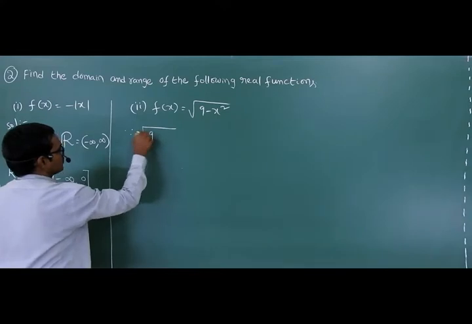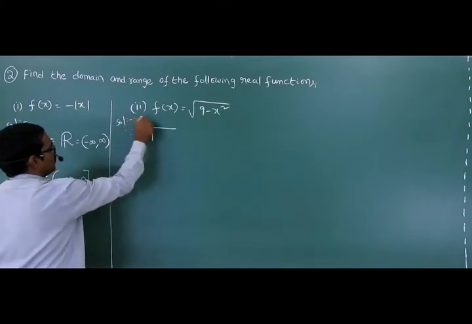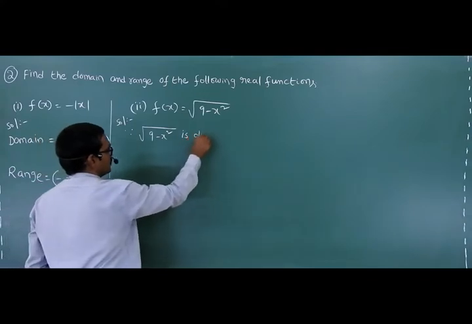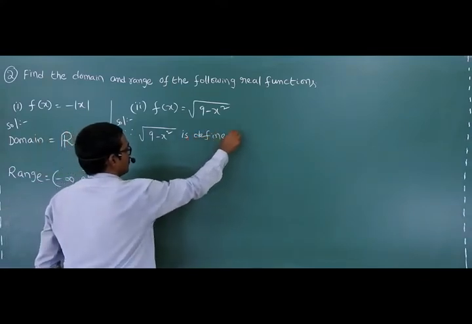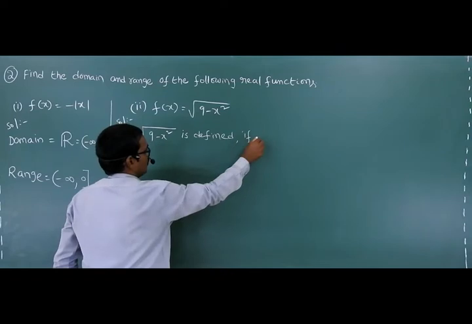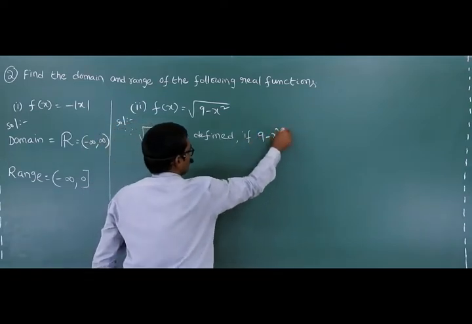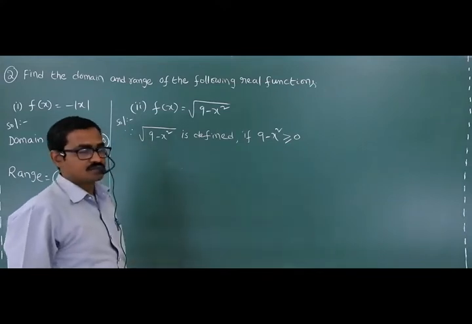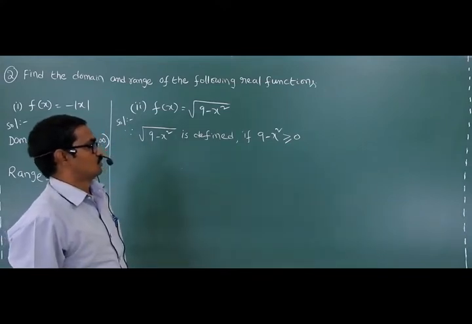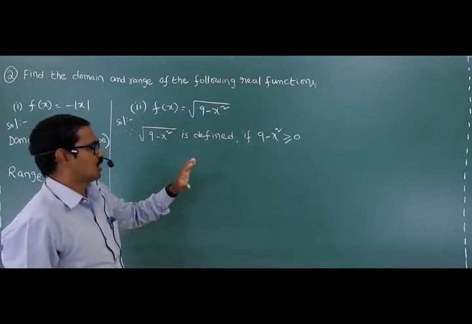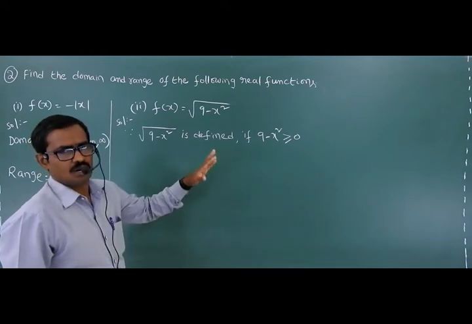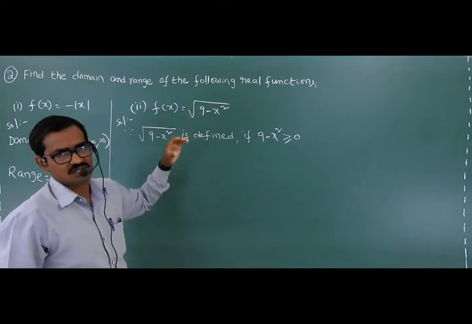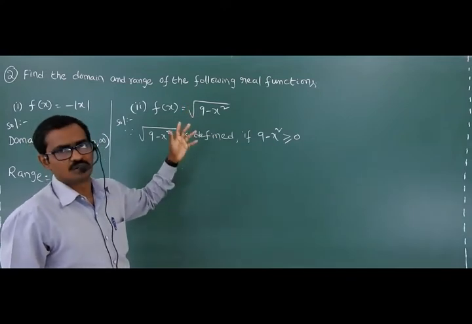Since root over 9 minus x square is defined if 9 minus x square is greater than or equal to 0. Greater than or equal to means positive or equal to 0. Only then does the root function exist. If it is negative, it does not exist.